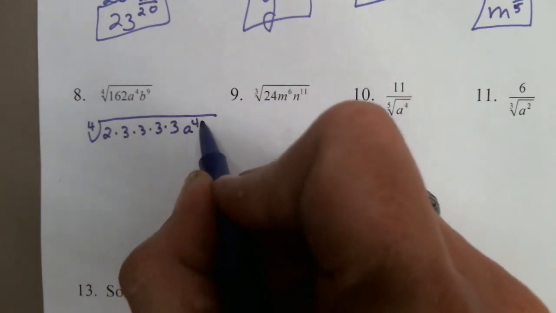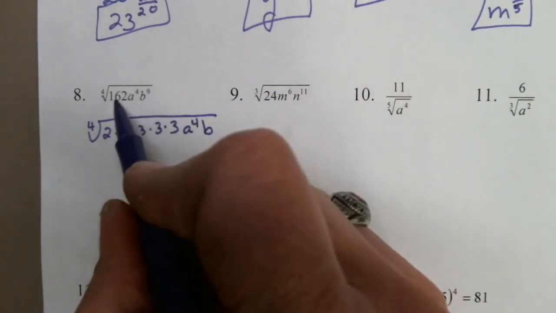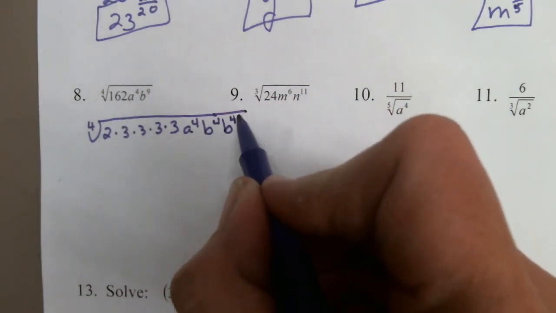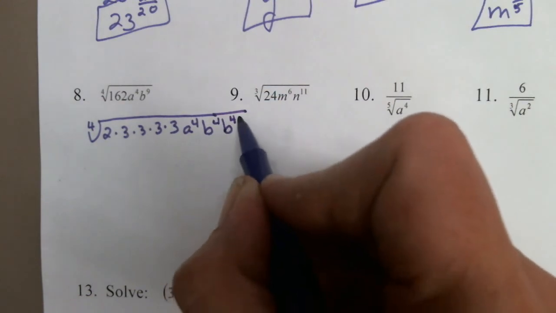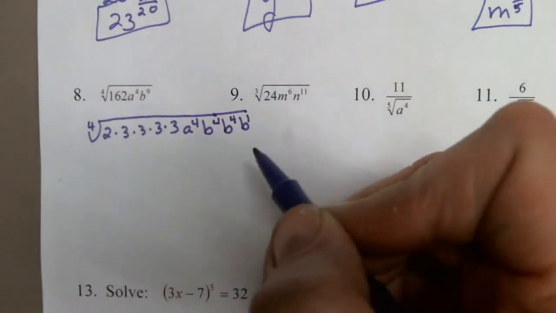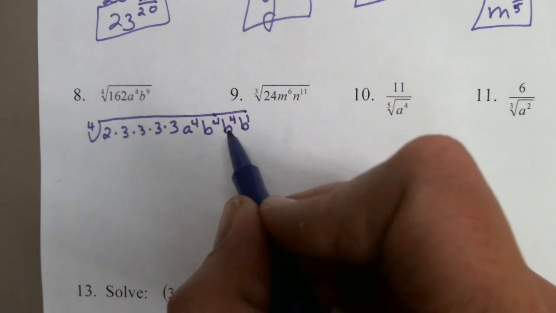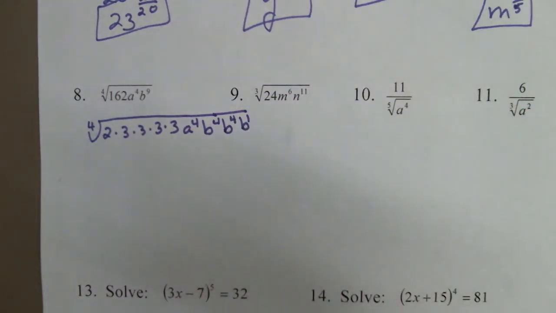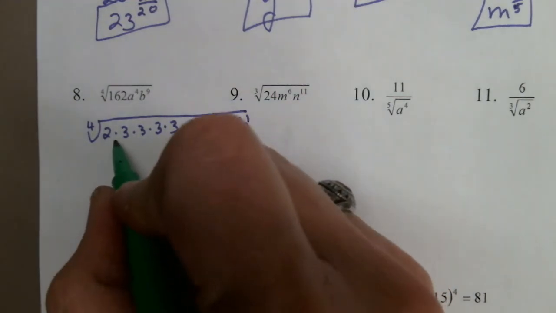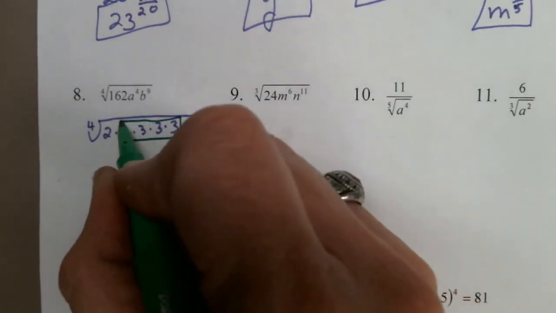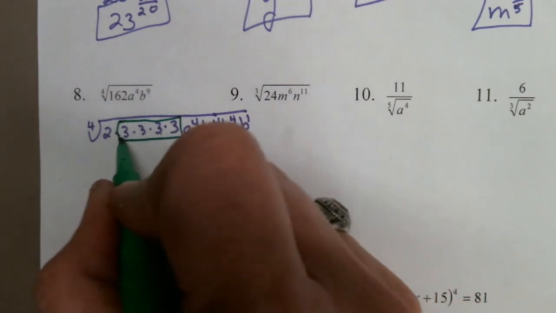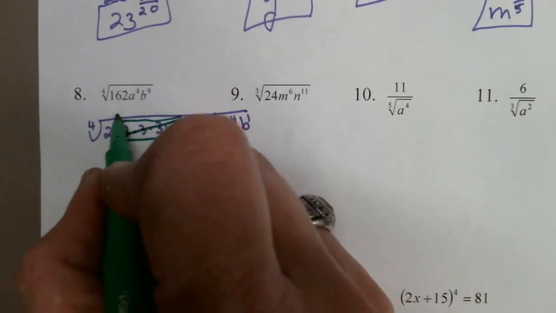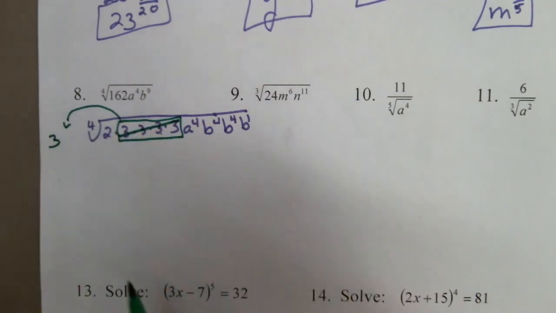A to the 4th. B to the 9th, we want to split it up into 4s. So b to the 4th times b to the 4th makes b to the 8th together. So we need one more b to the 1st. Altogether b to the 4th, b to the 4th, and b to the 1st make b to the 9th. Now we take out all of the parts that are to the 4th power. 3 times 3 times 3 times 3 is 3 to the 4th, and the 4th root of that is just 3. So that's going to come out as a 3.